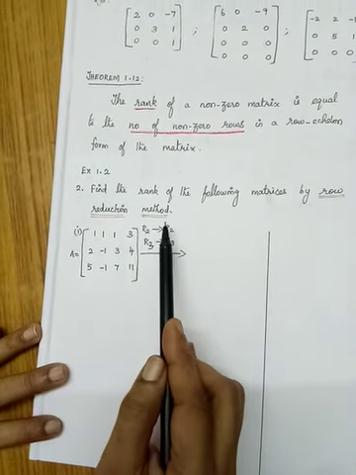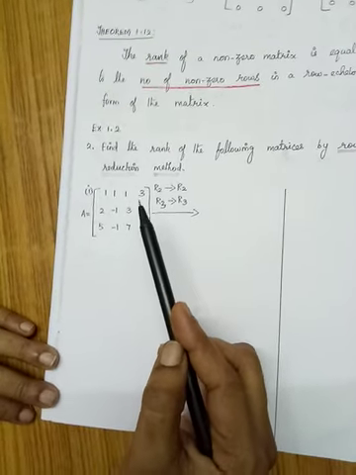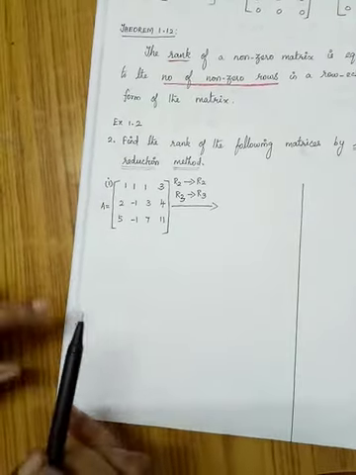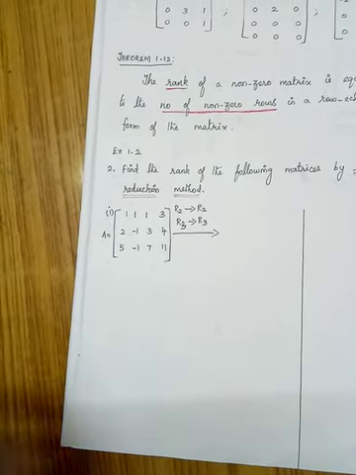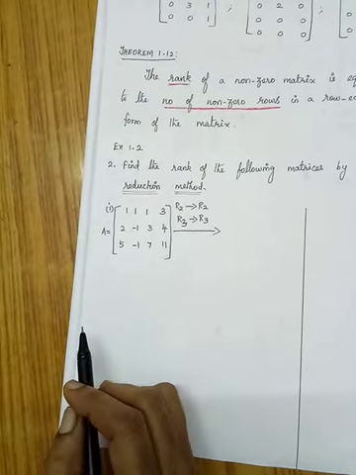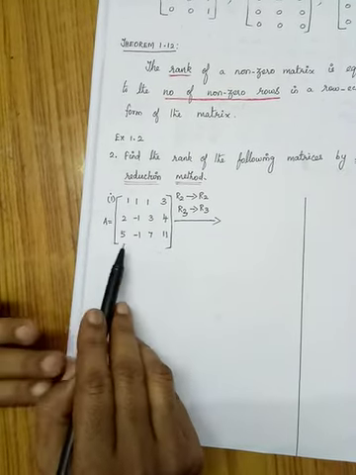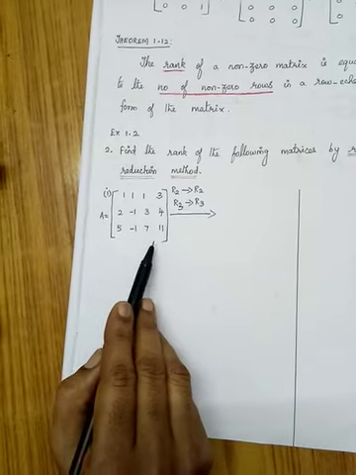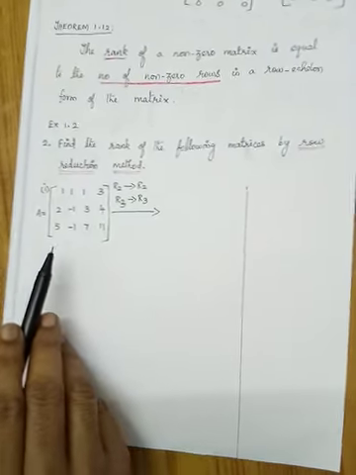So the row reduction method means we have to bring the matrix into row echelon form and find the rank. You see that I have considered this matrix as A. Here I have to bring this matrix into row echelon form. Here you don't have any 0 rows. All the 3 rows are non-zero rows, so we need not worry about 0 rows.